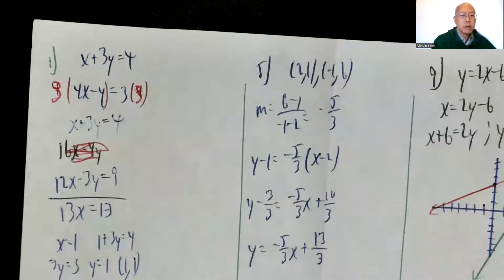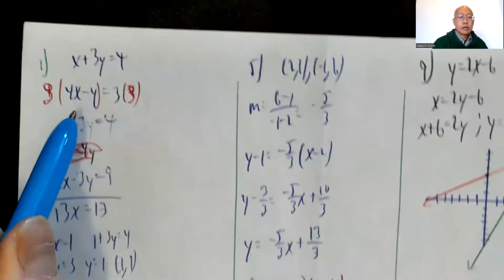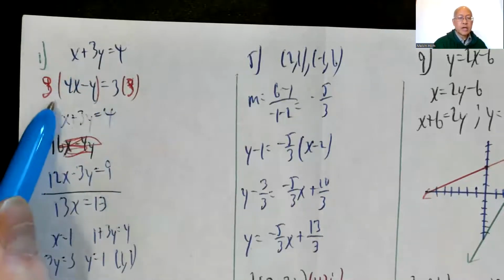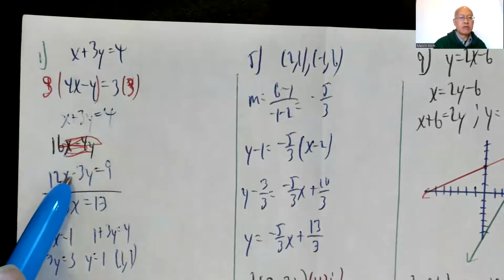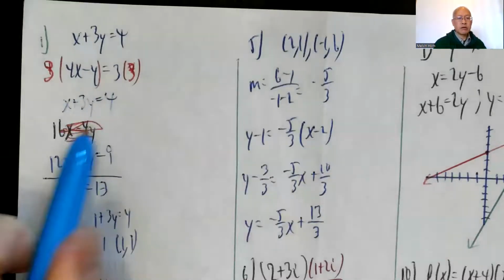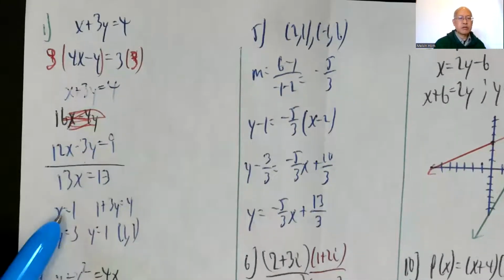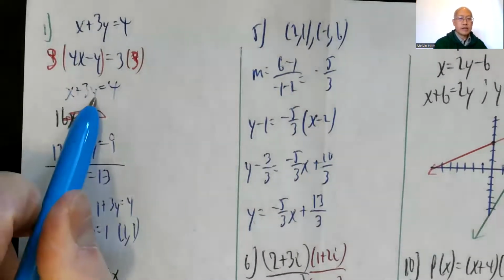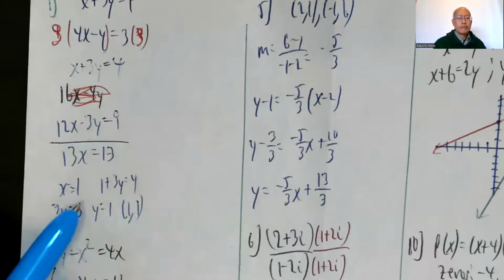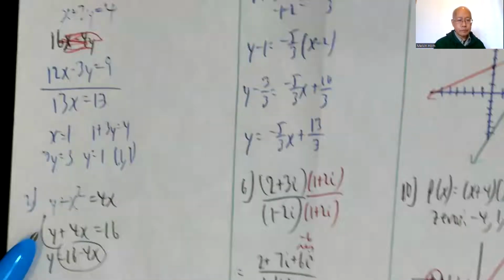Okay, number one, I'll multiply the second equation by 3. That's a 3 there, sorry. So leave the first one alone, x plus 3y equals 4. The second one becomes 12x minus 3y equals 9. Add these two equations together. The 3y's drop out, 13x equals 13, so x equals 1. Plug 1 back in: 1 plus 3y equals 4. So 3y equals 3, y is 1. So the point is (1, 1).